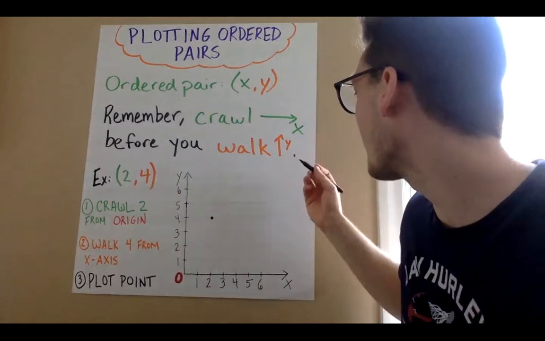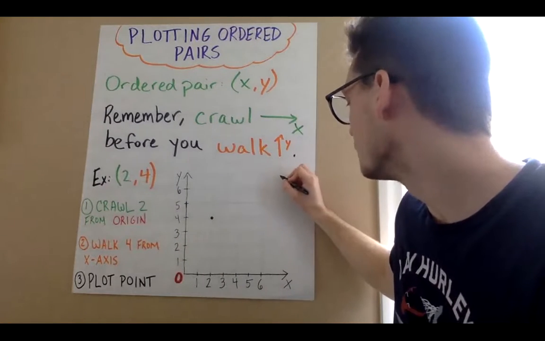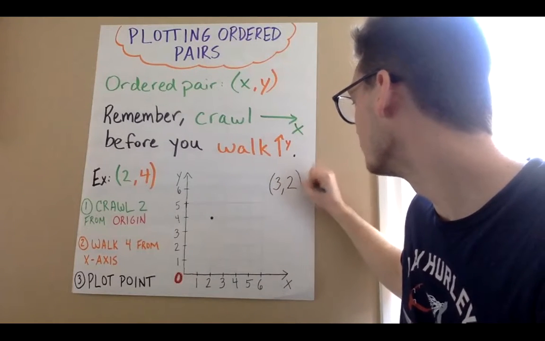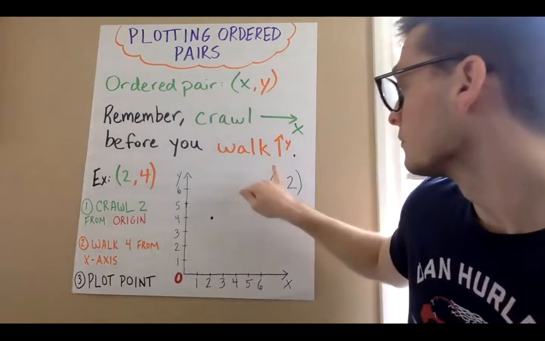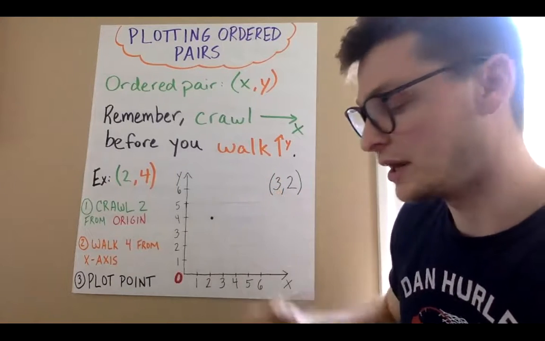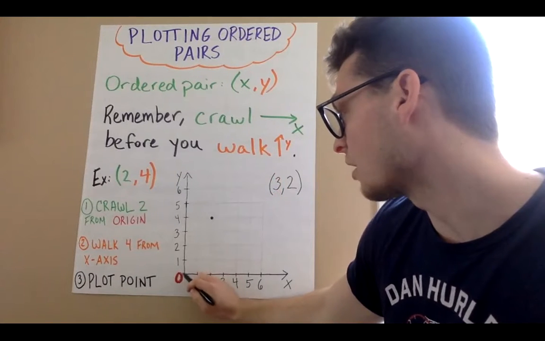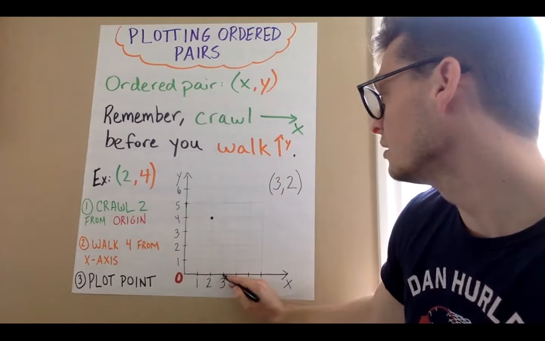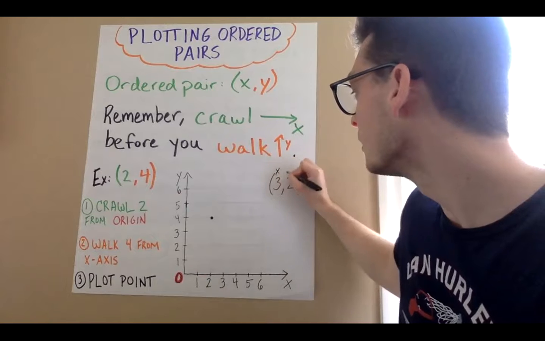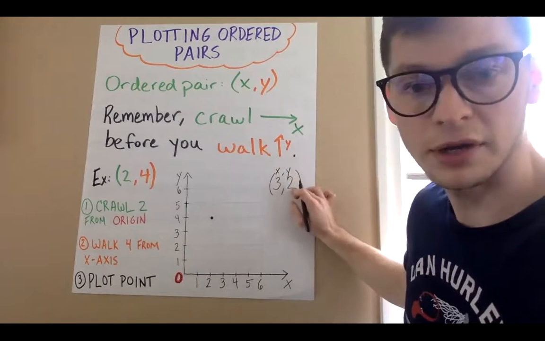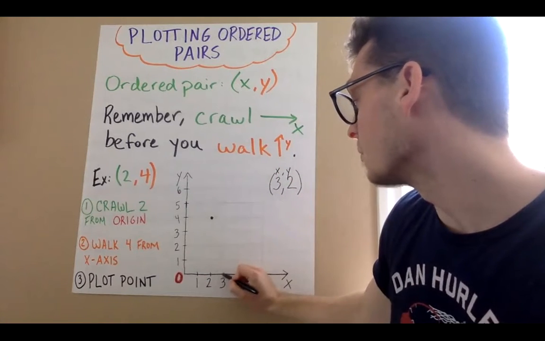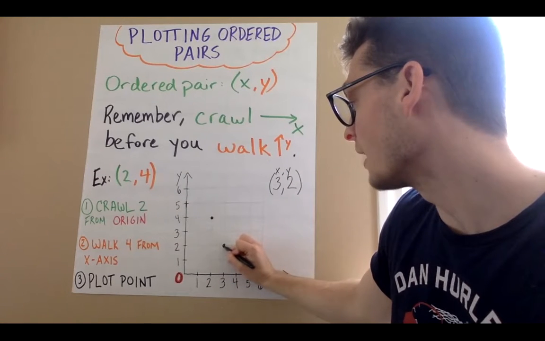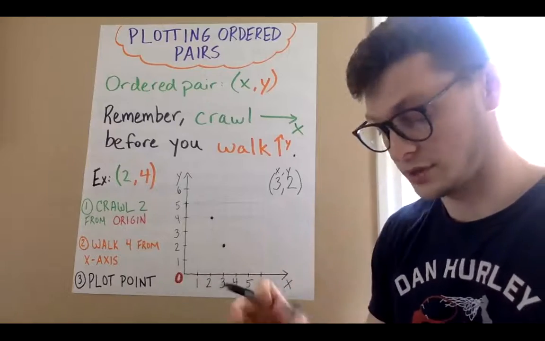Let me walk you through one more. Let's do (3, 2). 3 is my x coordinate. That's my crawl. So I'm going to start at my origin and I'm going to crawl 3. 1, 2, 3. Then I look at my y coordinate, which is 2, and I'm going to walk 2. 1, 2. And then I plot my point.